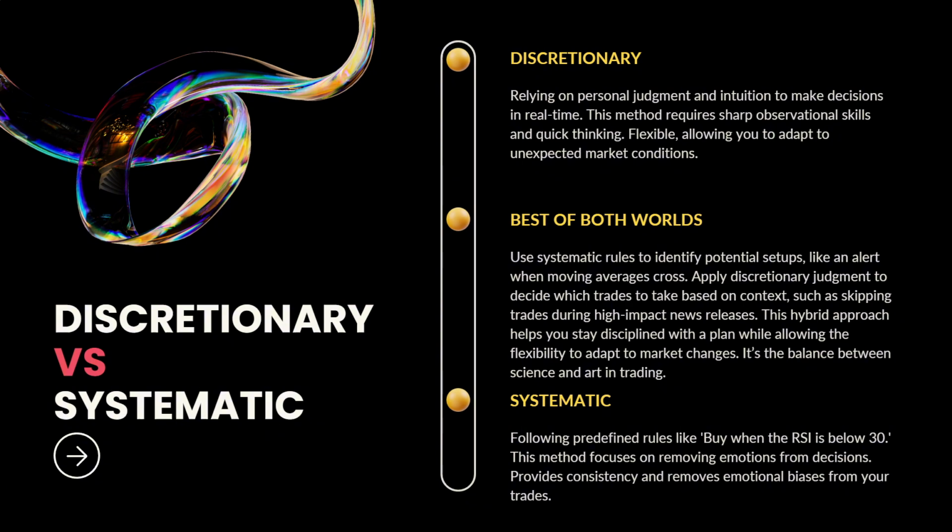The reason I point this out is because systematic trading allows you to have a system and stay consistent with your trades, while the discretionary side allows you to adapt to new markets or even unexpected market conditions.